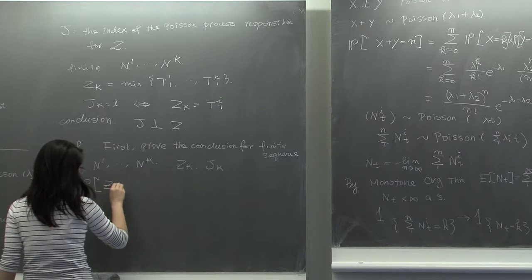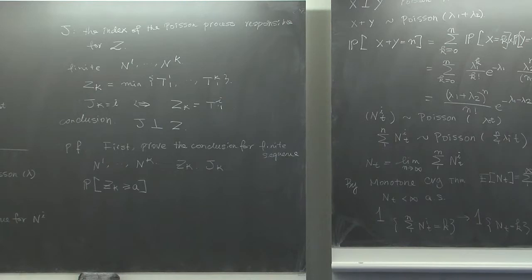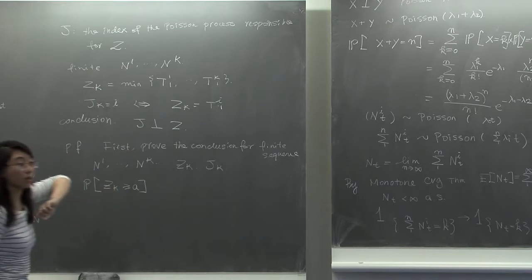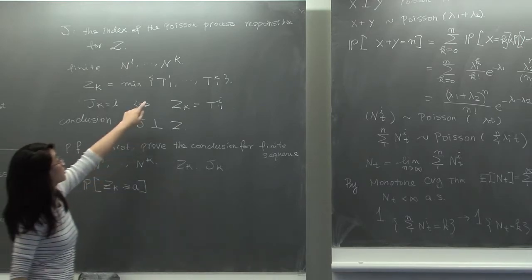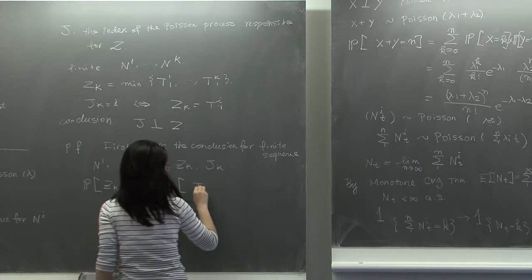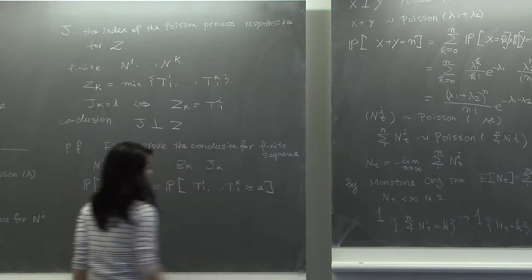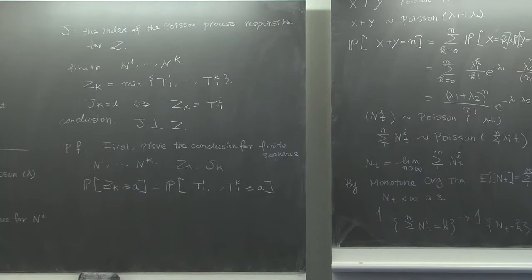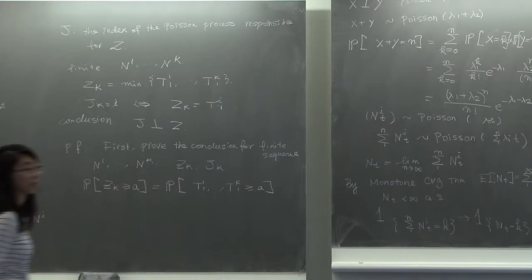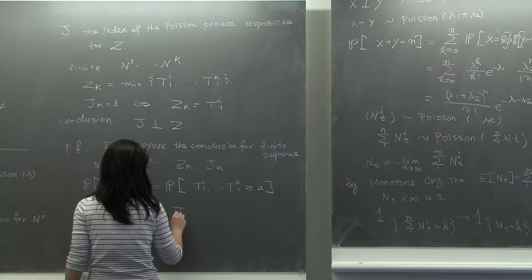So first, what's the law for Zk? If Zk is greater than a, we know that Zk is the minimum among all these first occurrence times. So Zk greater than a means that all of them have to be greater than a. And we know that these k processes are independent, so of course these k times are independent of each other. So it equals the product of the probabilities.